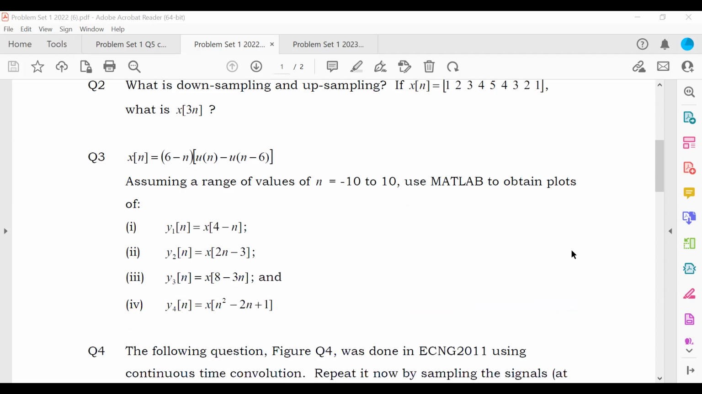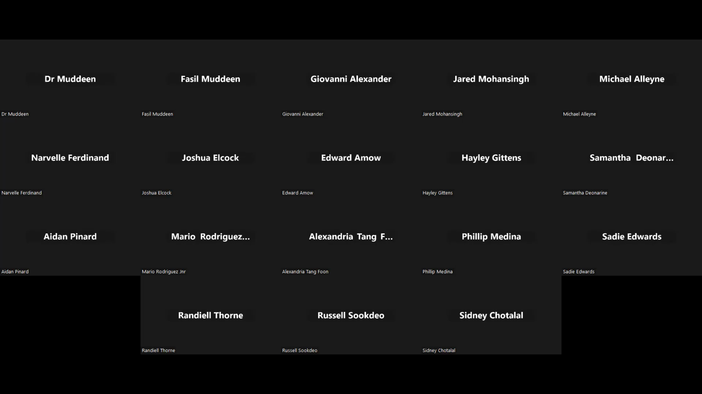Question 3 was again all about upsampling and downsampling. You didn't have to, but you could use MATLAB to obtain the plots of these things. The first thing was a sequence here. Let me see if I can get the solution. You have the solution posted online. Let me just get the solution back here.